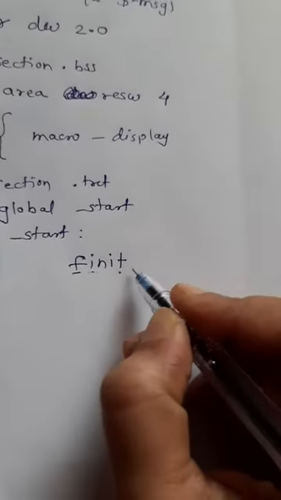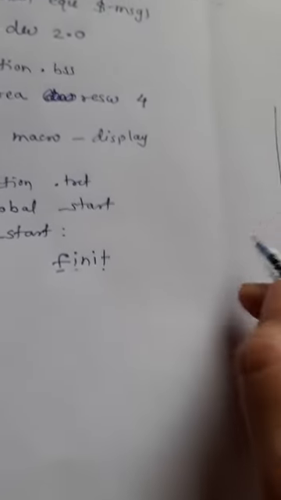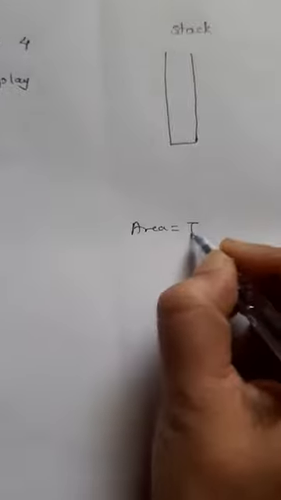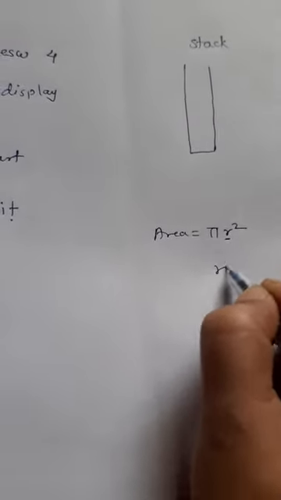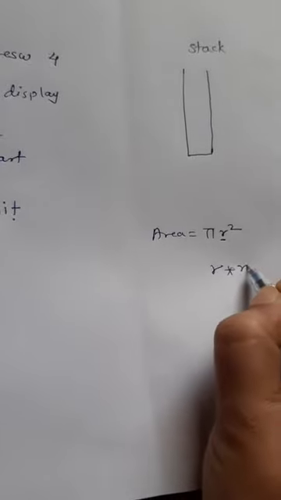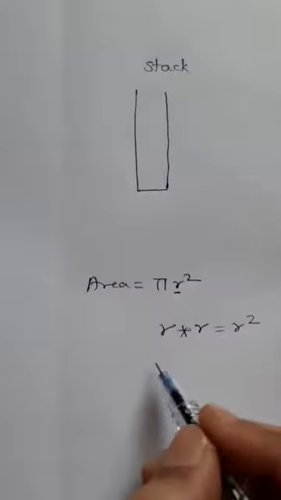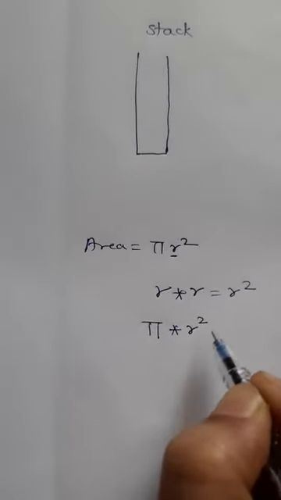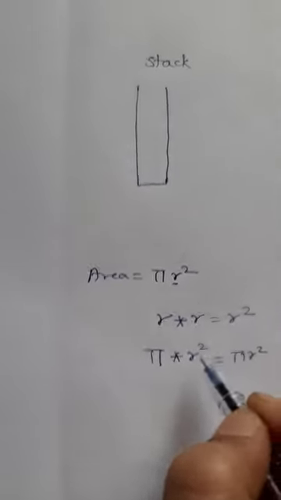Now once the coprocessor is initialized, our formula is area is equal to pi r square. So we can start from r, then we can multiply it with another r so that we get r square, and then we can multiply this r square by pi so that we get pi r square. This same logic we can execute over here using the stack.